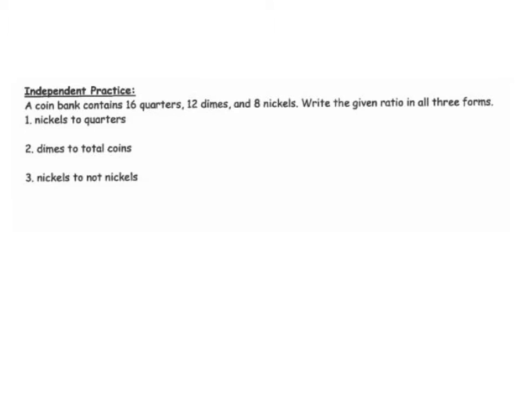So on this last part, it says a coin bank contains 16 quarters, 12 dimes, and 8 nickels. Write the given ratio in all 3 forms. So basically, this independent practice is the same as what we've been doing yesterday and the day before. So all you have to do is find the nickels to quarters. So go ahead and do that on your own, and I'll go ahead and check your answers. So get working and then come back to the video.